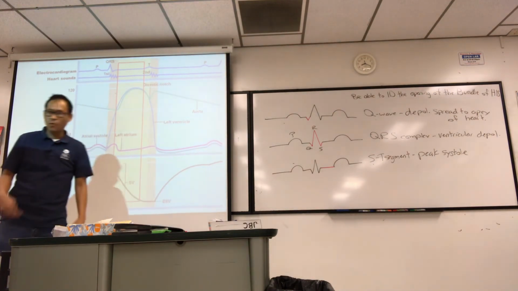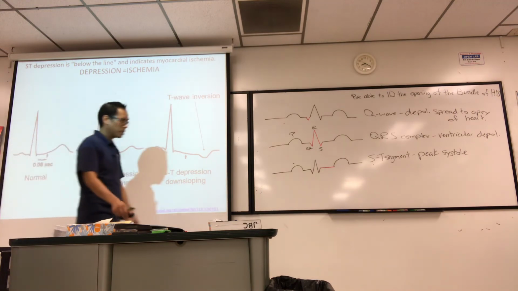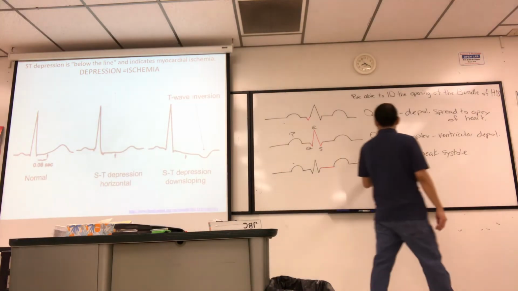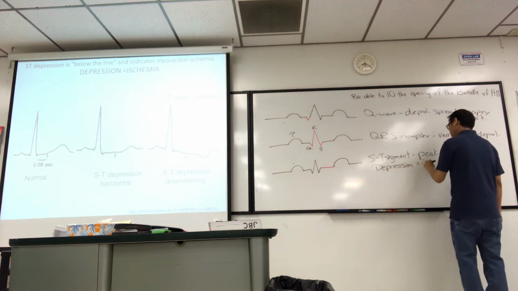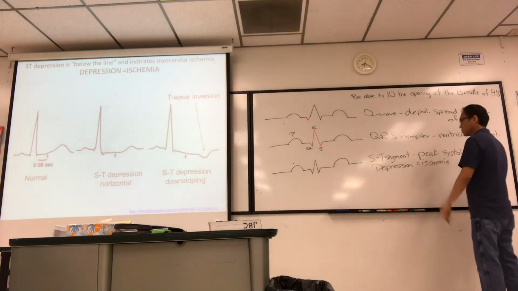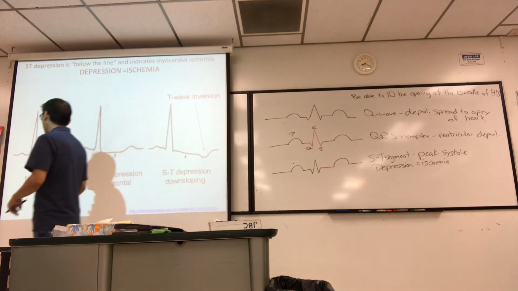Clinically, if you're having some kind of coronary event, you'll see problems with this ST segment. ST depression below the line indicates myocardial ischemia. So depression may mean ischemia, which is a lack of blood flow. Depression equals ischemia. There's different kinds, but basically, depression below the line, ischemia.